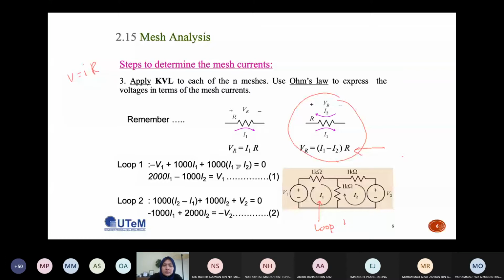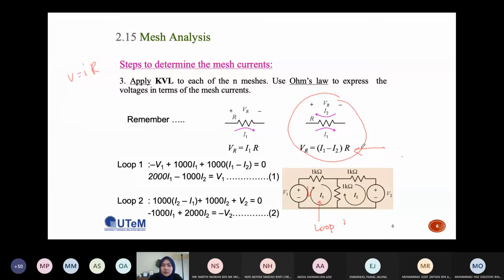negative V1. Okay, we have V1 over here. Since this is positive negative, so it is negative V1 plus 1000 multiplied with I1. Why I1? Because the current that flows over here is current I1. Okay, plus 1000, this is another 1000 ohm over here, 1 kilo ohm, multiply with I1 minus I2.